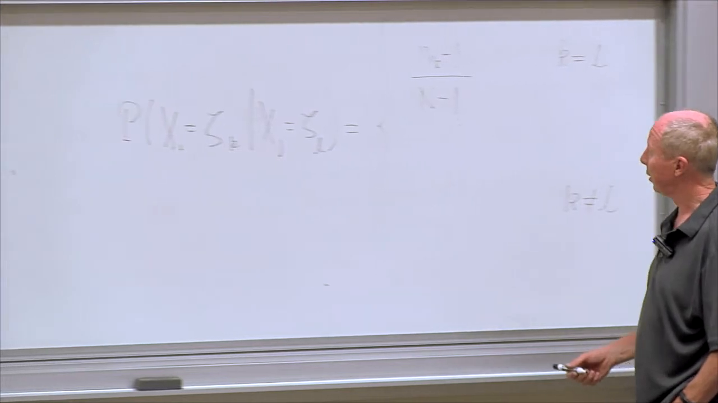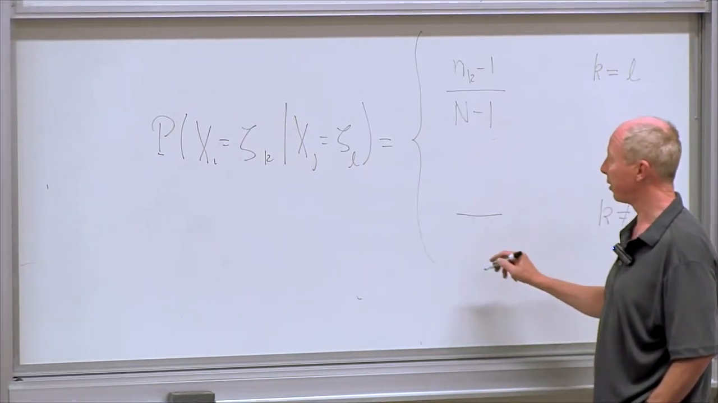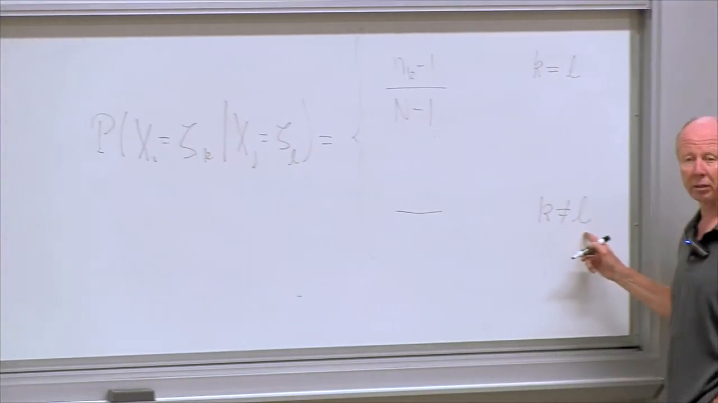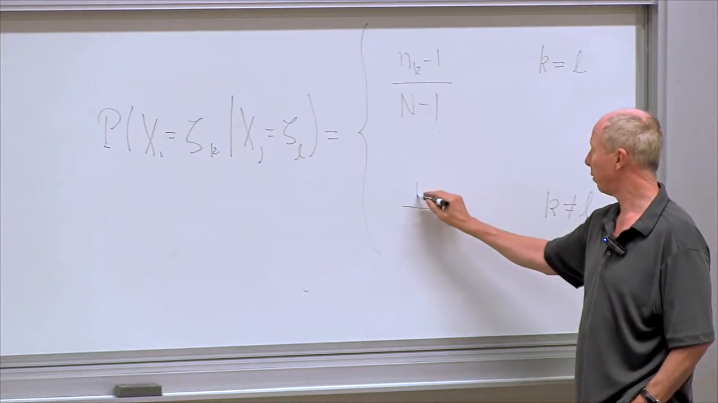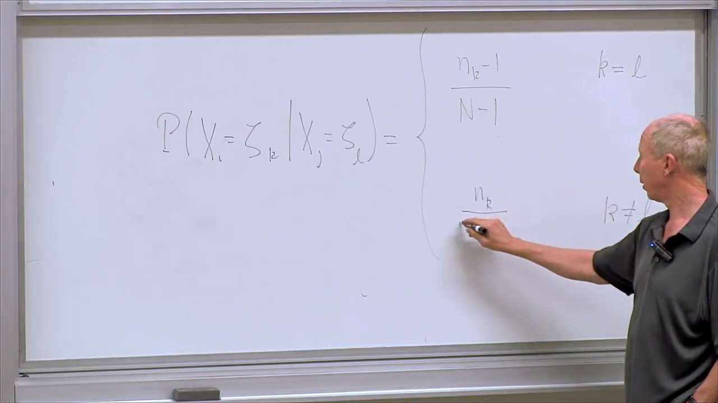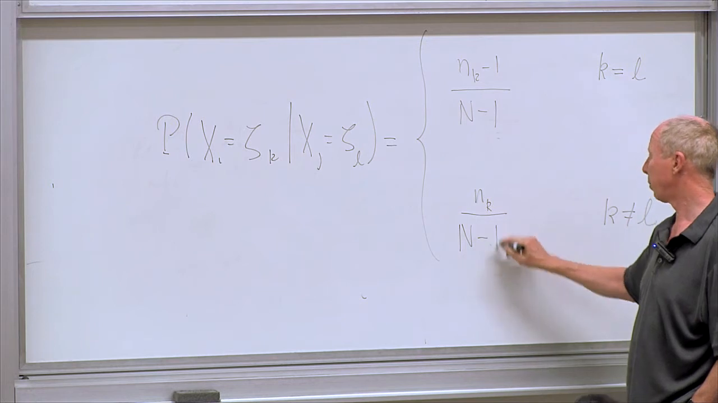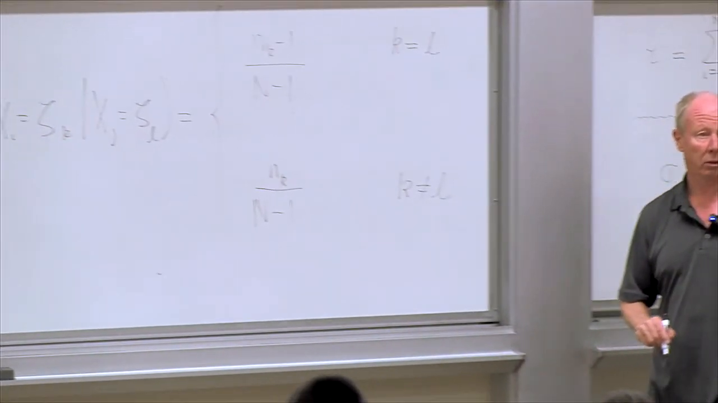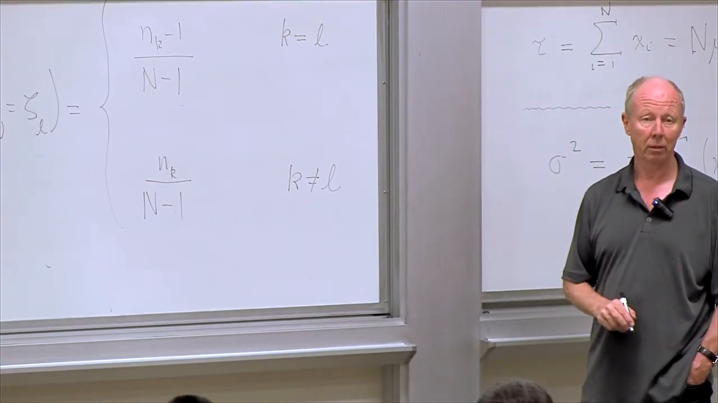And what if they're different? How many CKs are remaining if we picked out a CL and L is different? We still have nk. But how many are in the population? Well, one has been picked out, so capital N minus 1.